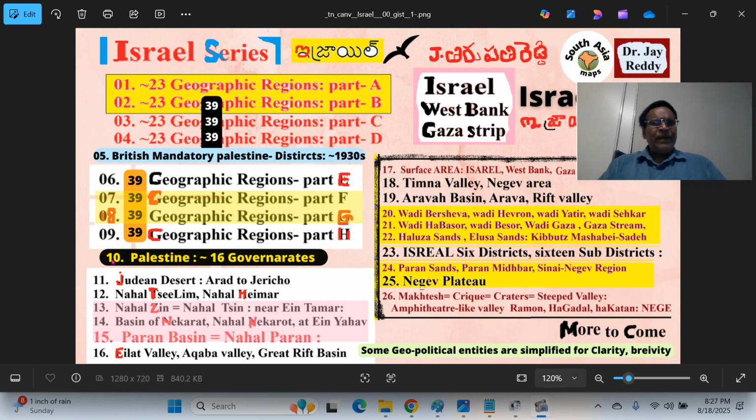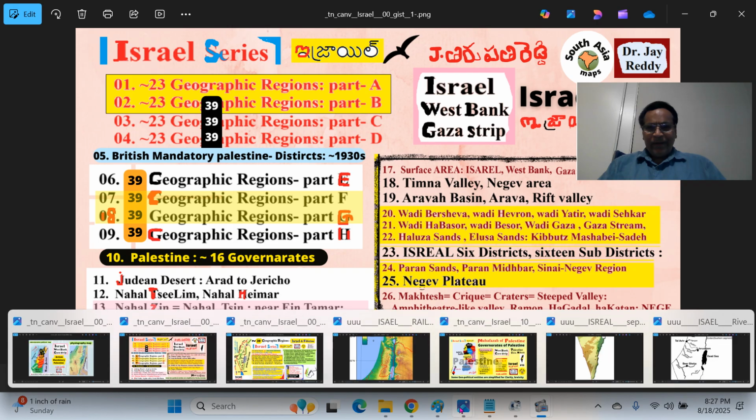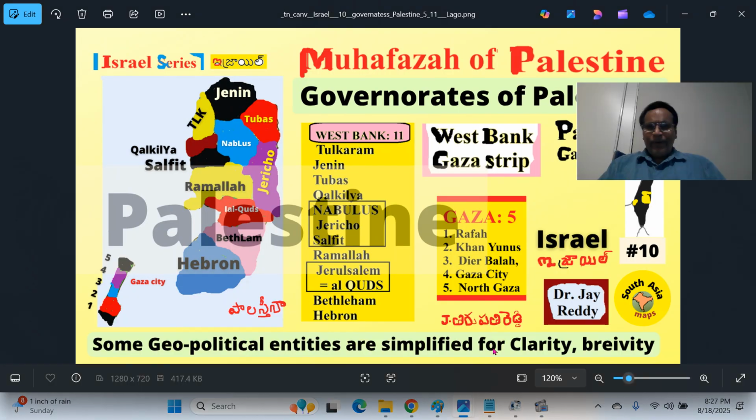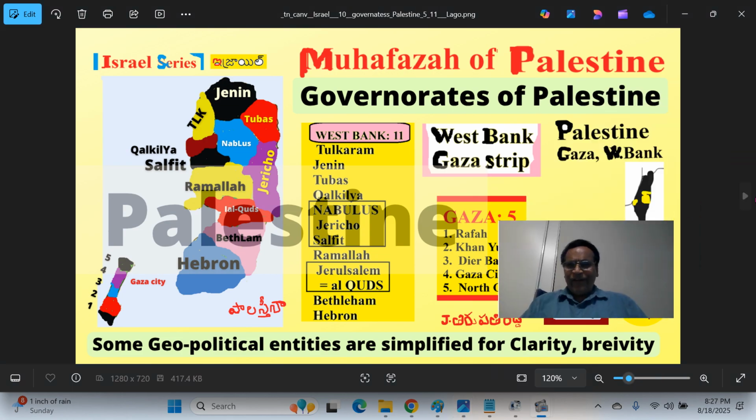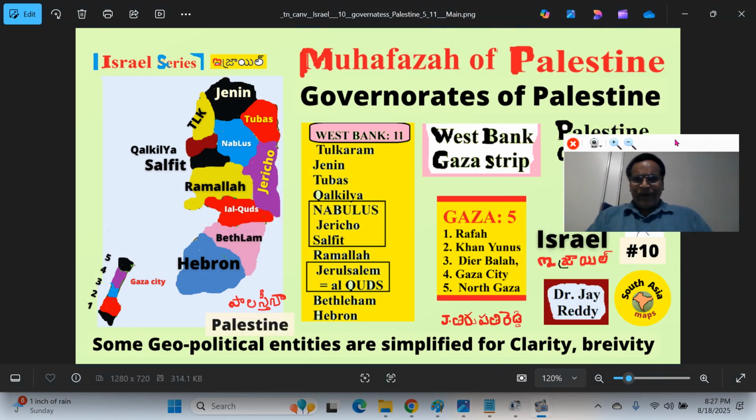Now we are at the 16 governorates, the muhafazas of Palestine. Previously we covered British Mandatory Palestine, which includes today's state of Israel, the West Bank of Palestine and the Gaza Strip of Palestine. In the 1930s, what were the governorates, districts, sub-districts? We explored it. This particular part is only about the Palestinian territory. I will go over this first, and after that I will take you to the maps and show you.